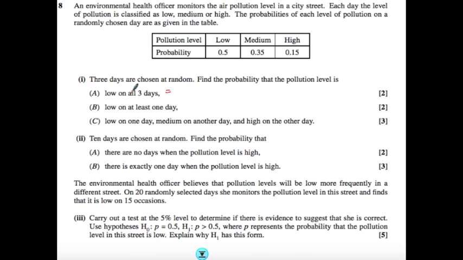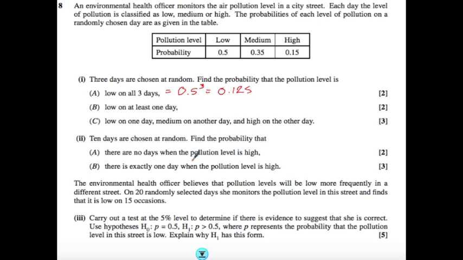So to be low on all 3 days, it's got a half chance of being low. So it's going to be 0.5 times 0.5 times 0.5. So 0.5 cubed, which is 1/8. So 0.125 if you like.